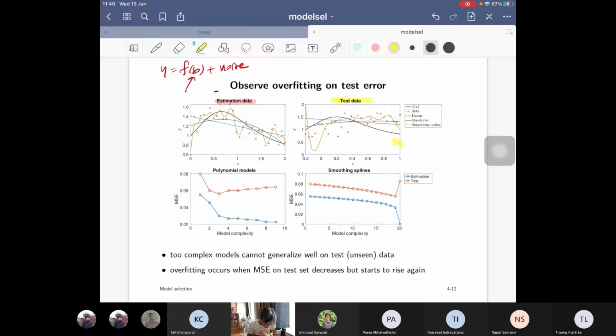Now we have three types of model: linear, quadratic, and smoothing spline. Between linear and quadratic polynomial, which one is more complex? Sukit?